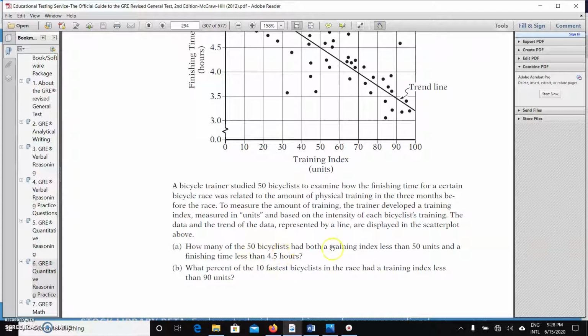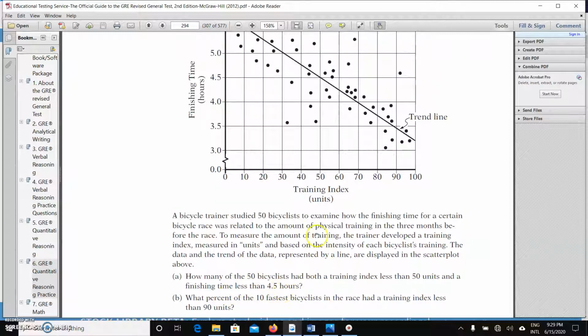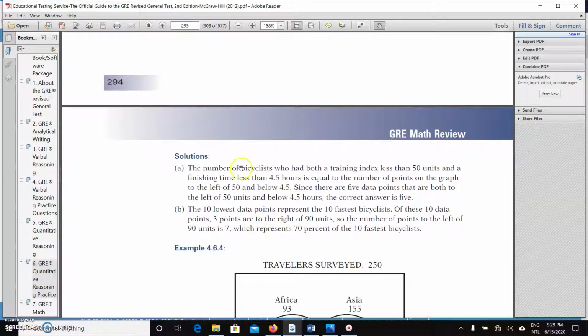How many of the 50 bicycles had both a training index less than 50 units and a finishing time less than 4.5? So let's say this 4.5 comes here. Anything below this will be right. Now let's check another condition, less than 50 units. So from here, anything you find in this box is the right answer. Draw a straight line like that, and you just have 1, 2, 3, 4, 5. So the correct answer is 5, since there are 5 data points.